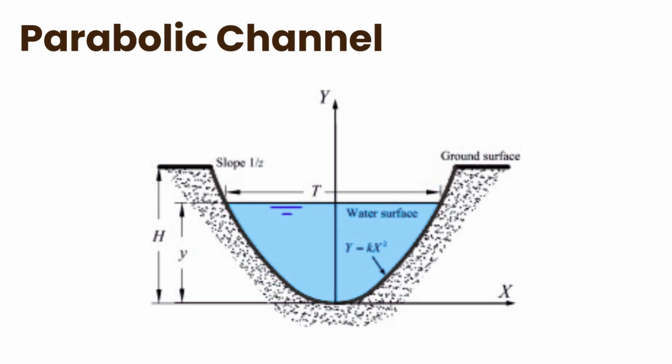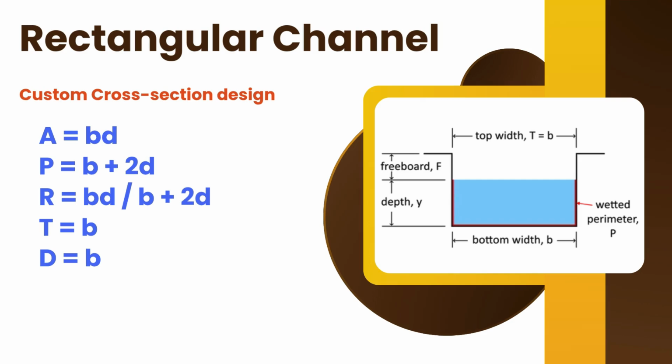Their curved sides reduce turbulence, slow down flow, and help prevent erosion, especially useful in areas where the appearance and environmental integration also matter. When it comes to rectangular channels, the math behind them is refreshingly straightforward. Since the sides are vertical and the bottom is flat, calculating things like area, wetted perimeter, and hydraulic radius becomes very simple, and that's why this shape is so popular in controlled environments like lab flumes and irrigation ditches.